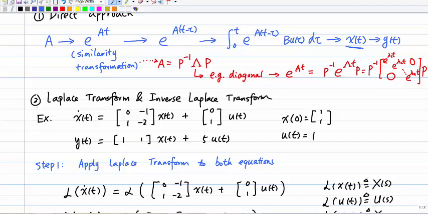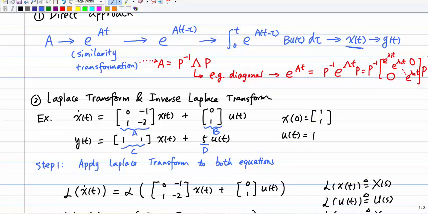So in this example, I give you the linear time invariant system, which is x dot(t) equal to [0, -1; 1, -2] x(t). You can consider this as my A matrix, this is my B matrix, this is my C matrix, and this is my D. Of course, D is not a matrix, it's just a number. Given the initial condition x(0) = [1; 1], I also give the input u(t) = 1.